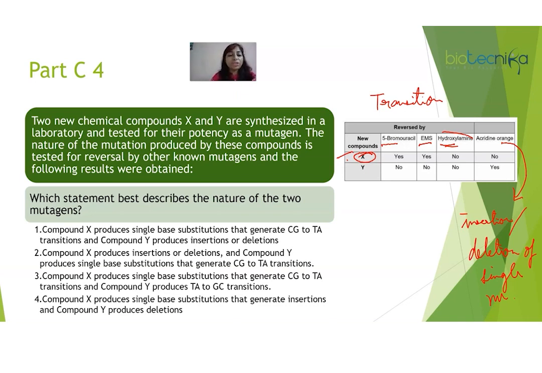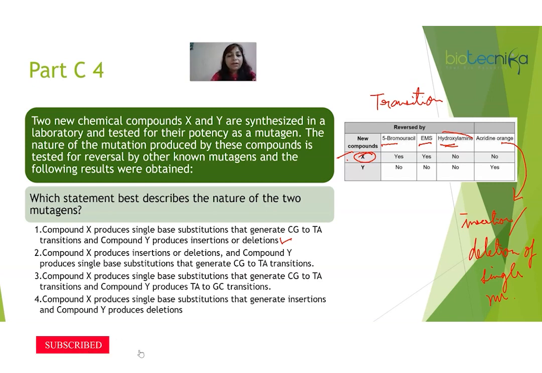Now see the options here. Option 1 says that compound X produces single base substitution to generate CG to TA transition. Compound Y produces insertion or deletion. This is our one contender.